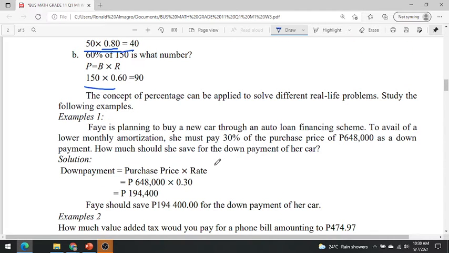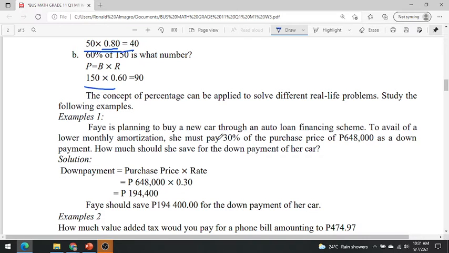Next, the concept of percentage can be applied to solve different real life problems. Study the following example. Okay. Fe is planning to buy a new car through an auto loan financing scheme. To avail of a lower monthly amortization, she must pay 30% of the purchase price of 648,000 pesos as a down payment. How much should she save for the down payment of her car?